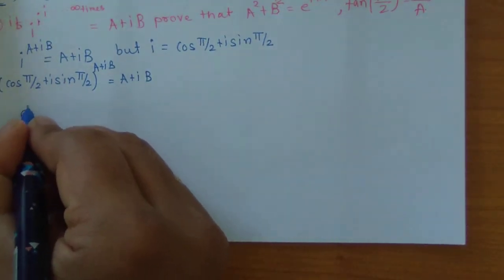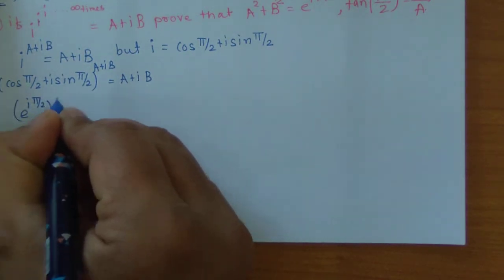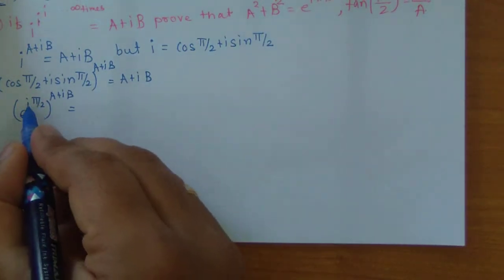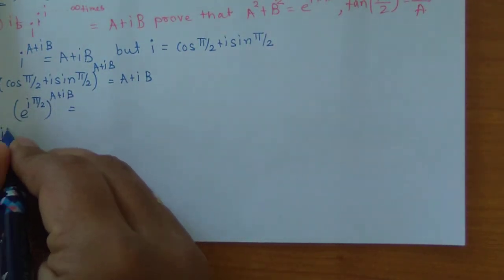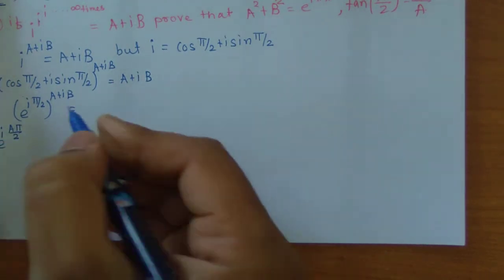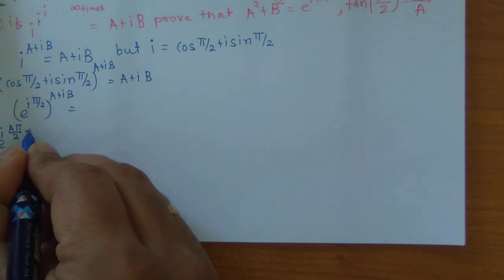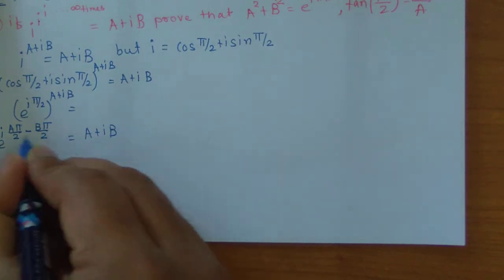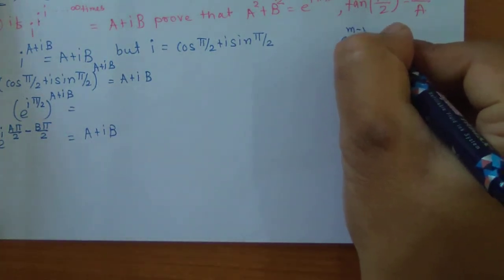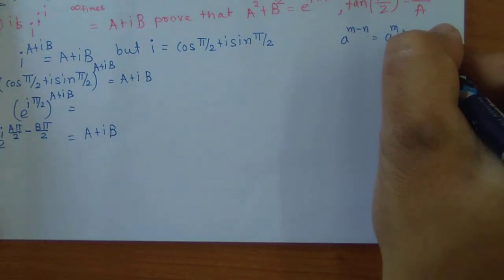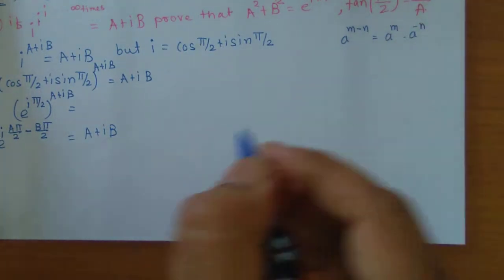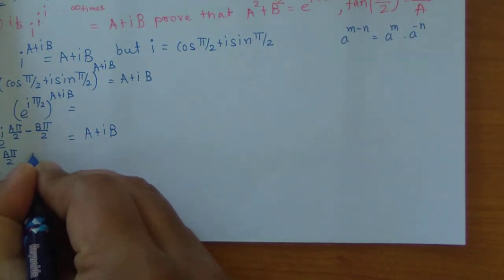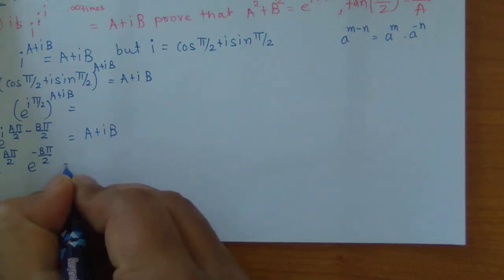But this is nothing but e raised to i times pi by 2, bracket raised to a plus ib, is equal to the right hand side, which is the same. Now i pi by 2 into this. So hence we get e raised to i times a pi by 2, i into i becomes i square, therefore it is minus b times pi by 2, is equal to a plus ib. But this is nothing but a raised to m minus n, which is nothing but a raised to m into a raised to minus n. Hence we have e raised to i times a pi by 2 into e raised to minus b pi by 2 is equal to a plus ib.